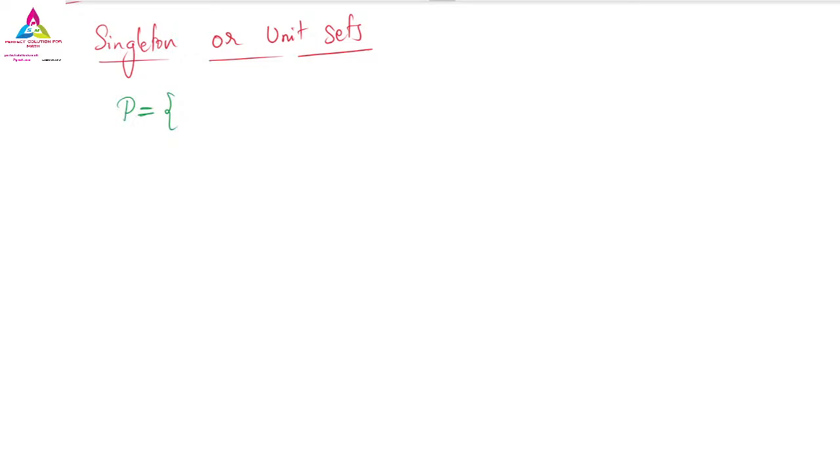That set is called a singleton set. For example, P equals 5. This is a singleton set, meaning it has only one element. Similarly, we have Q, which may also contain only one element; I will take A. We can take numbers or alphabets or anything. One more, R, which equals N. These are the sets.